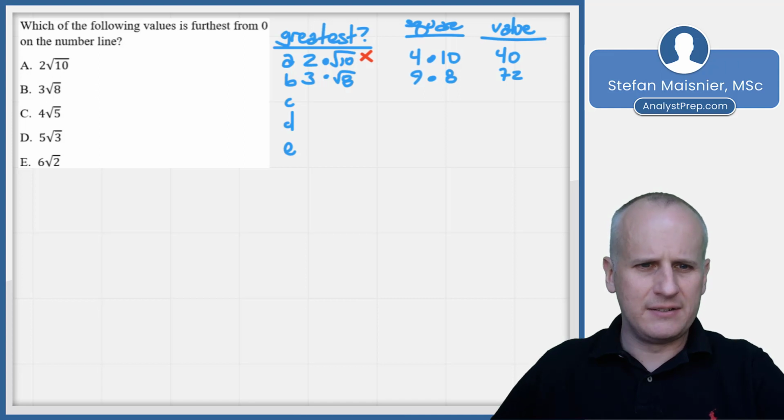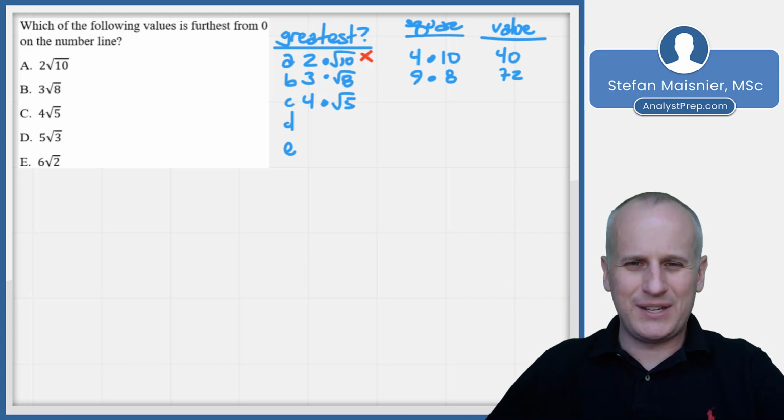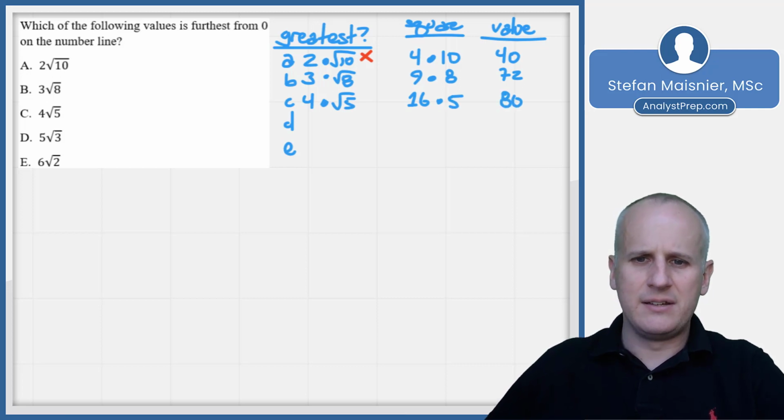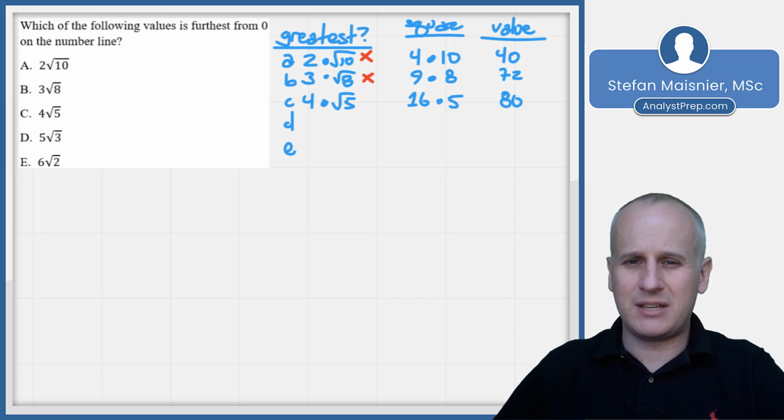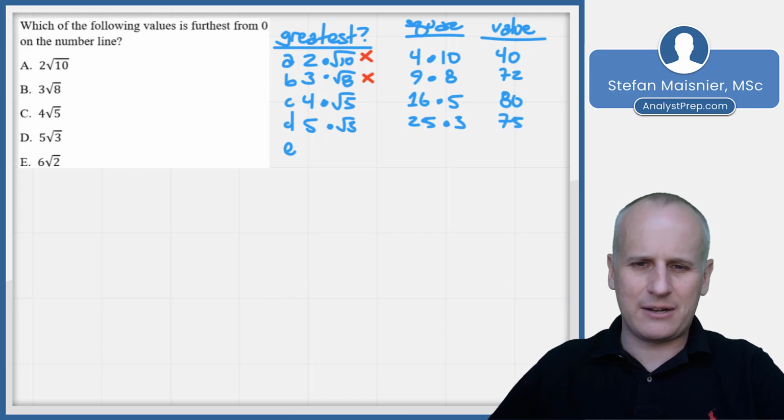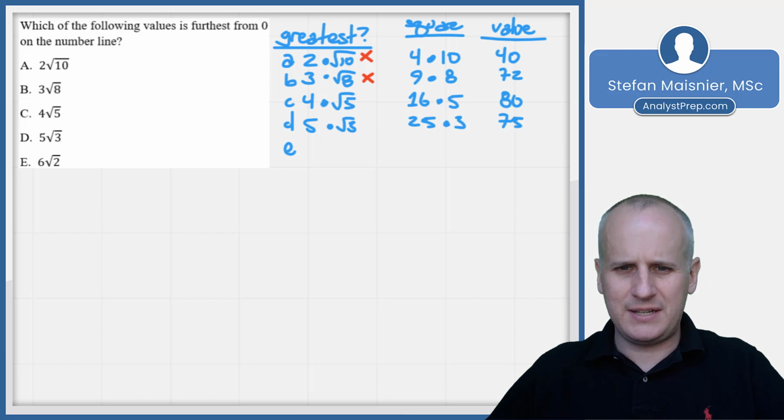Then we've got 4 times the square root of 5. So again, we'd square both values. So we have now 16 times 5, and that gives us 80. And 80, of course, is bigger than 72. So we can now keep C as the leader for now. Then we've got 5 times the square root of 3. So the square of 5 is 25. And then the square root of 3 squared would be 3. And it's close, but that's 75, so that's out. And we'll keep choice C for now.